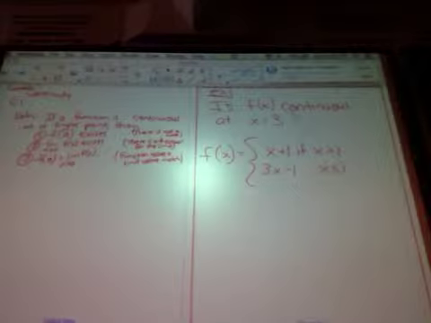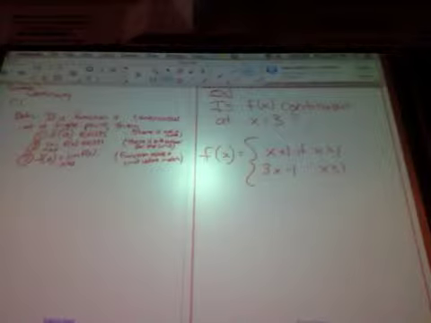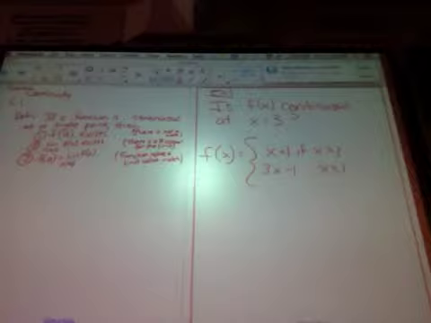Okay, let's start with this piecewise function. So what do you think we should do first? Yeah, get it graphed. Okay, so go ahead, get this graphed.